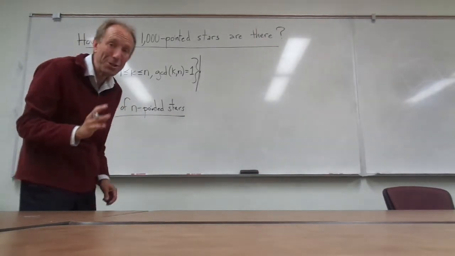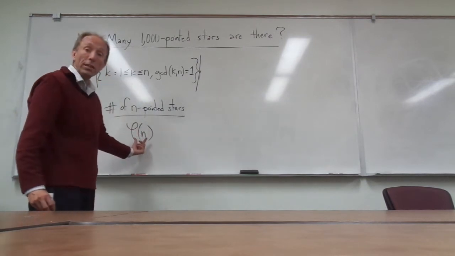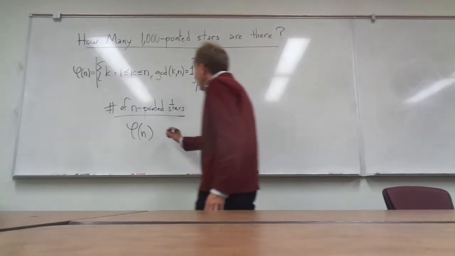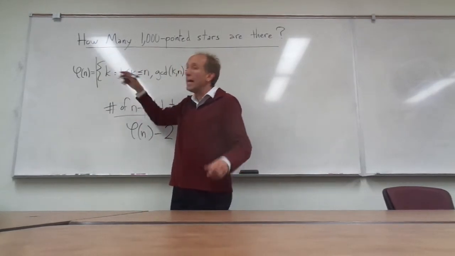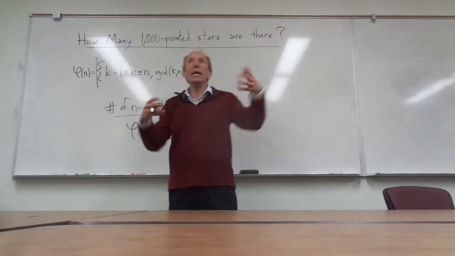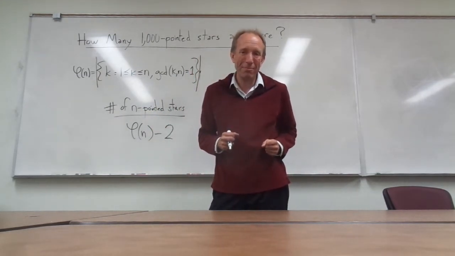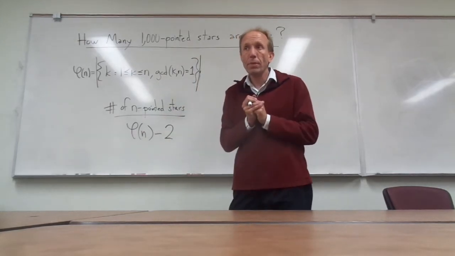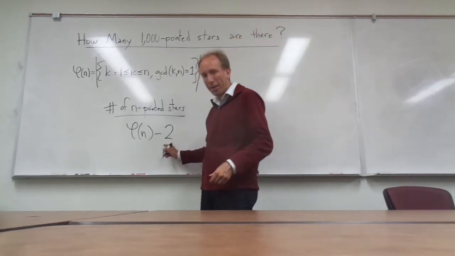For any n, I can tell you how many stars there are. You're going to take how many integers between 1 and n are relatively prime to n. You're going to subtract 2, because remember that 1 and n minus 1 are going to be in this set, right? The number 1 has no common factors with n, and n minus 1 has no common factors with n. But those two values of j do not give us acceptable stars. They give us n-gons. So we're throwing those out here.